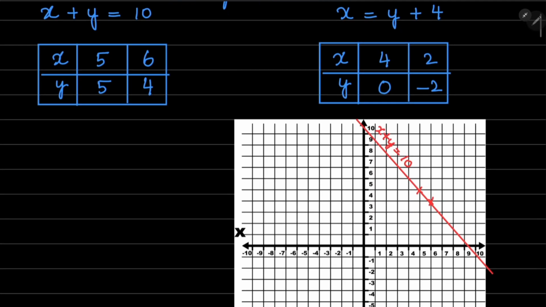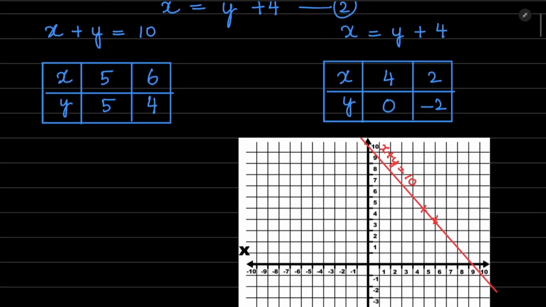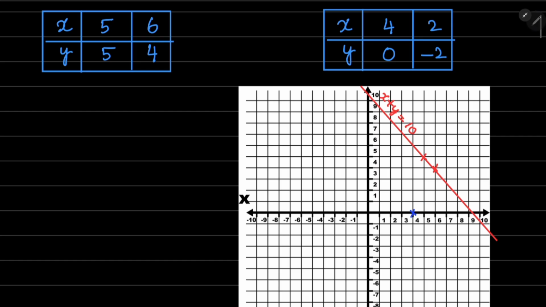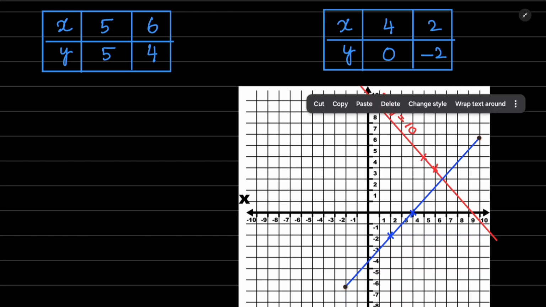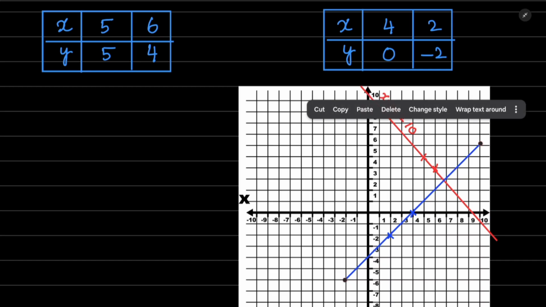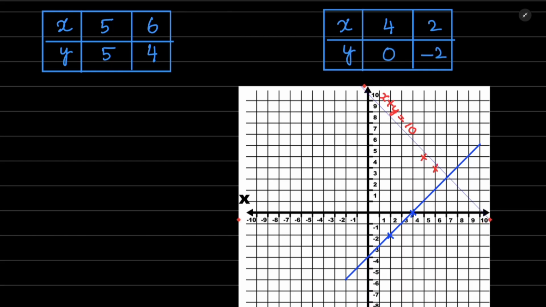Now let's go on to the second equation, that is x equal to y plus 4. 4 comma 0 is the first point, so here it is 4 comma 0, and 2 comma minus 2 is here. Let's draw a straight line joining the 2 points. This is the straight line joining the 2 points. Let me just make it proper, and more accurate.